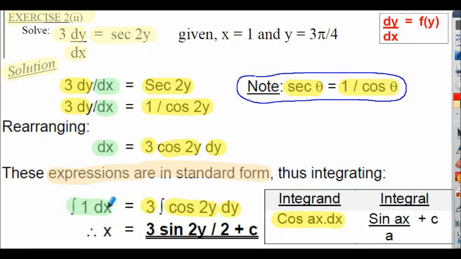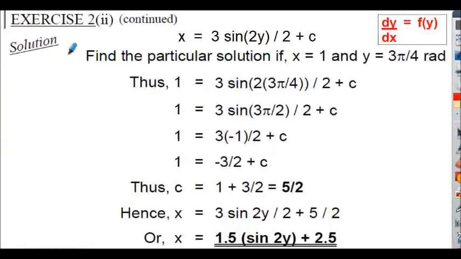So integrating 1 with respect to x becomes x, and integrating cos 2y with respect to y, we can see becomes sine 2y upon 2, plus the constant of integration. So that's our right hand side of the equation, and of course we're factoring the integral by 3 here. So that's the general solution for exercise 2 part 2.